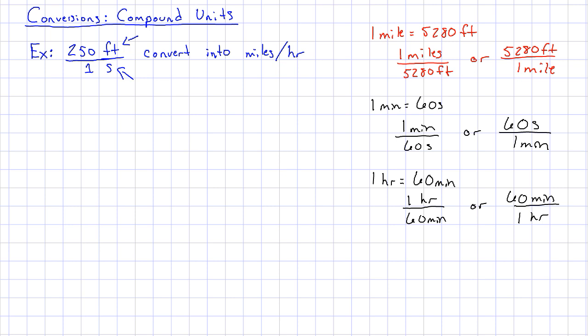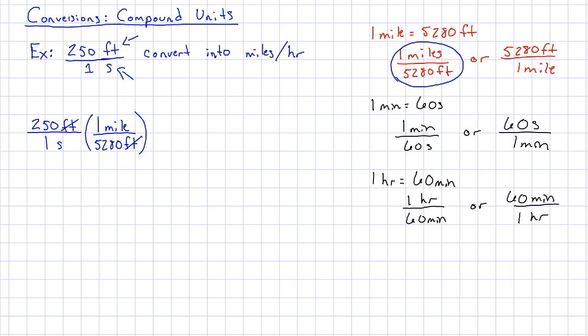So I'll begin with what I'm given, right? Always start with the information you're given. 250 feet over 1 second. And what I need to do is cancel the feet. In order to cancel the feet, I need to multiply it by the form which has feet in the denominator. So I'm going to multiply this by 1 mile over 5,280 feet. My units cancel for the feet and I'm left only with miles. So if I stopped here, I would have miles per second, which is not what I want.